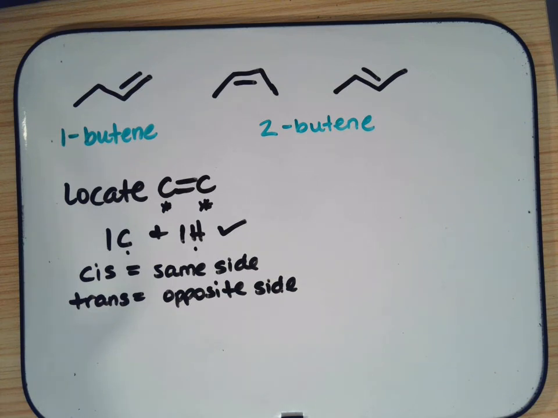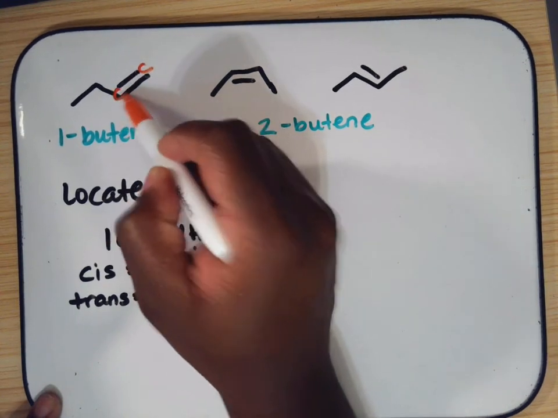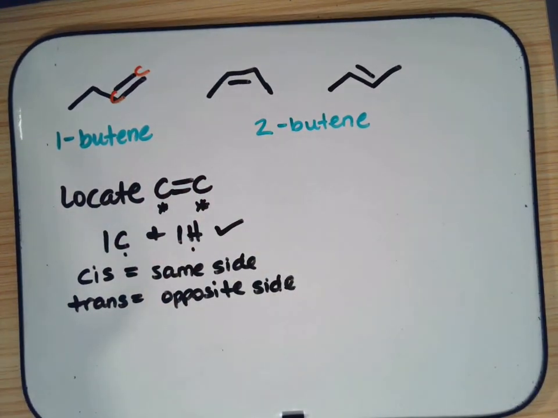That first compound, that 1-butene. Again, we have to locate our double bond. So the double bond was located between carbons 1 and 2. So we have the carbon atoms of the double bond. Recall when looking at skeletal structures, you do not always see those hydrogens. They're present, but they're not shown.